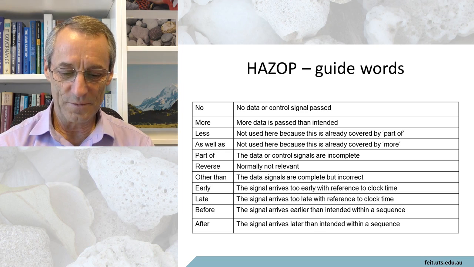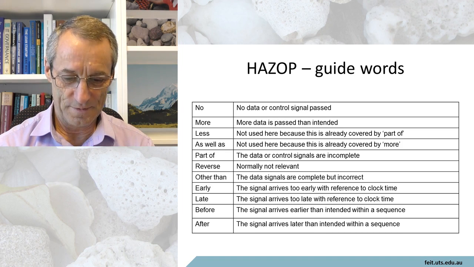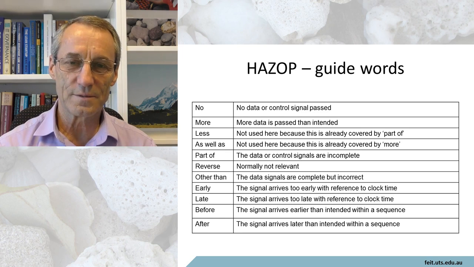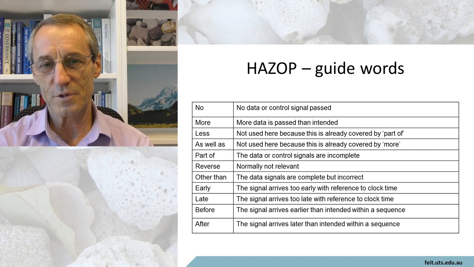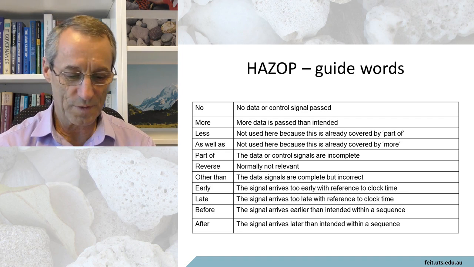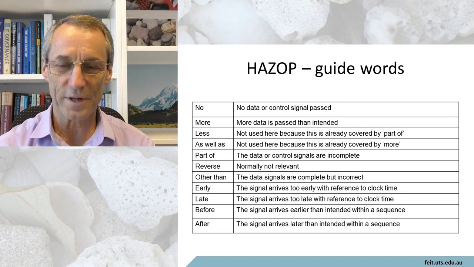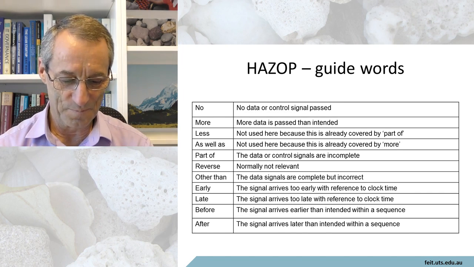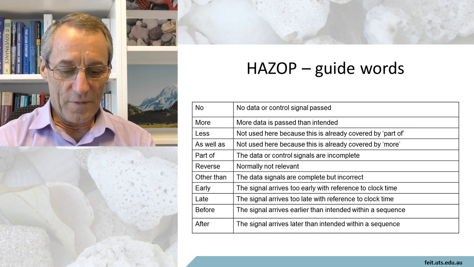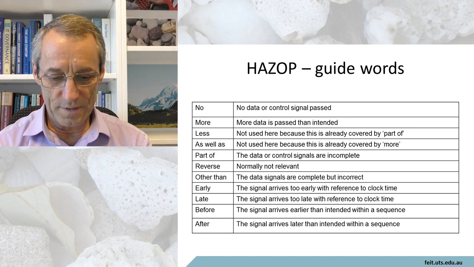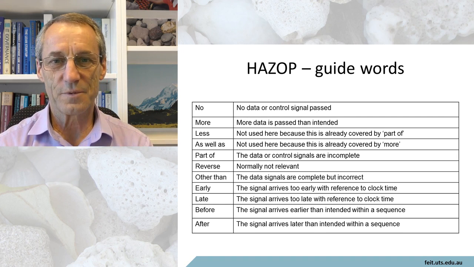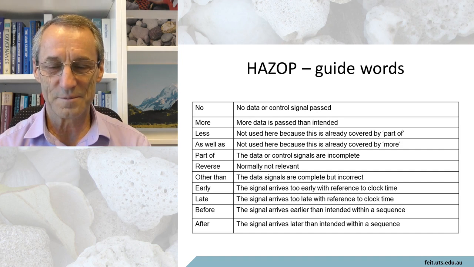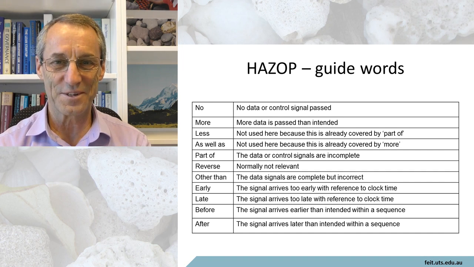Part of: the data or control signals are incomplete. Reverse: normally in software this is not particularly relevant. We tend not to get reverse flows in the system, though you could imagine in a chemical factory or something with physical flows, you might get it reversing. Other than: data signals are complete but incorrect. So we expected a signal, it's the right type of signal, but it says the wrong thing. So somebody's lying to it.